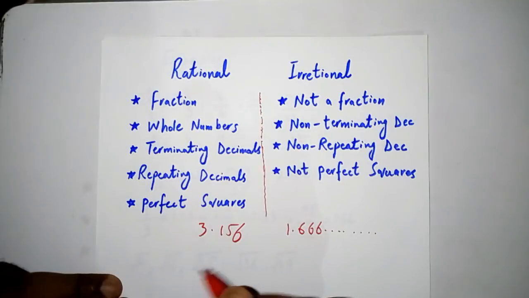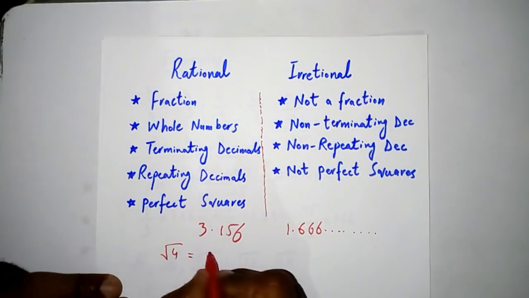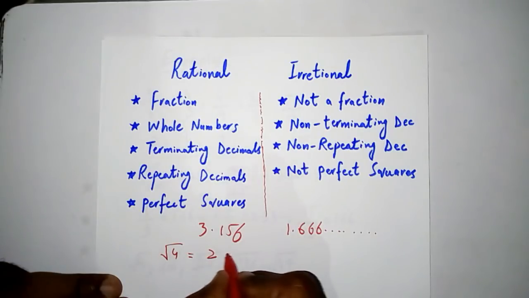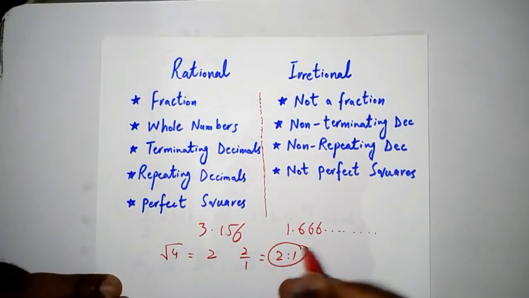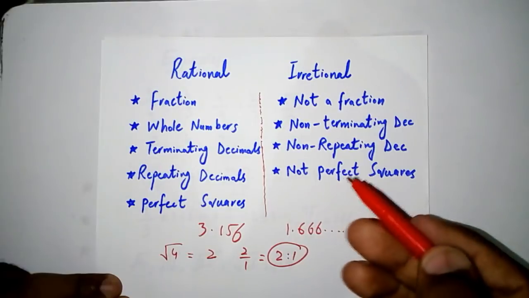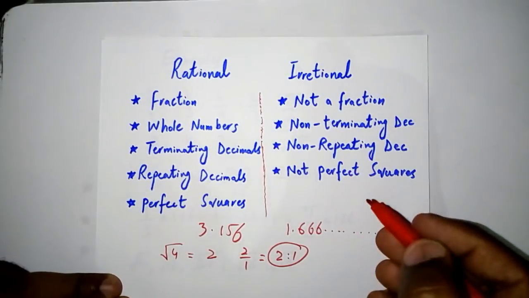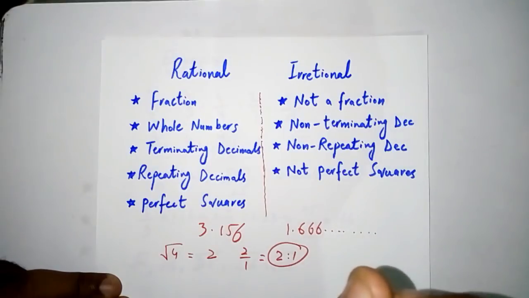All perfect squares are rational numbers, like square root of 4 is equal to 2, and we can write the 2 as 2 divided by 1, so it is 2:1. It is also a ratio of two numbers, so this is also a rational number. Okay, so all perfect squares are rational numbers. Now comes the category of irrational numbers. If a number is not a fraction of two integers, then such numbers are called irrational numbers.